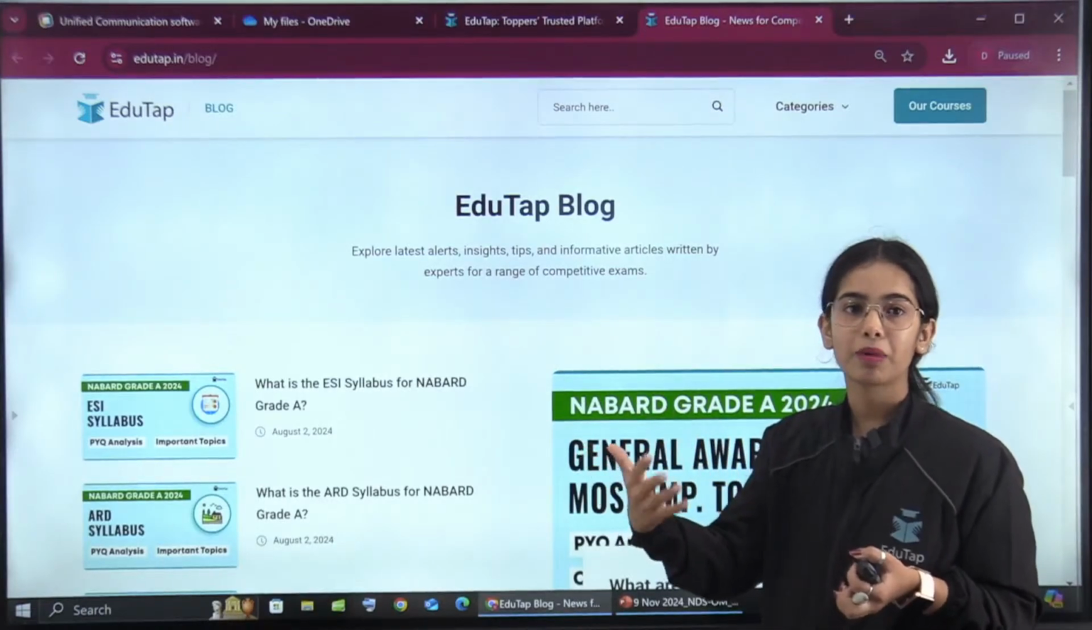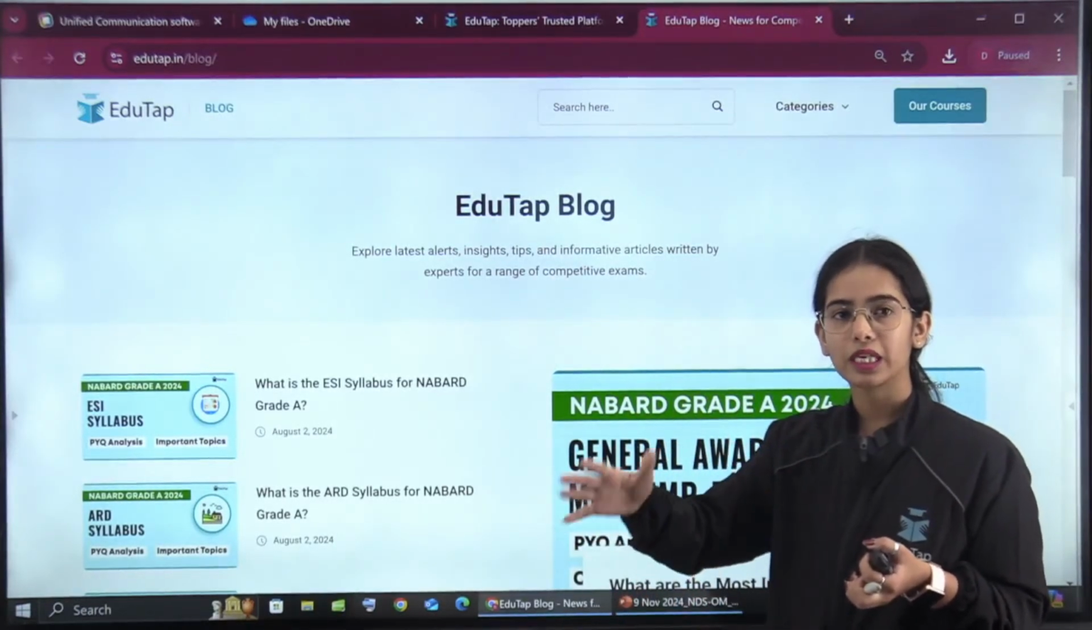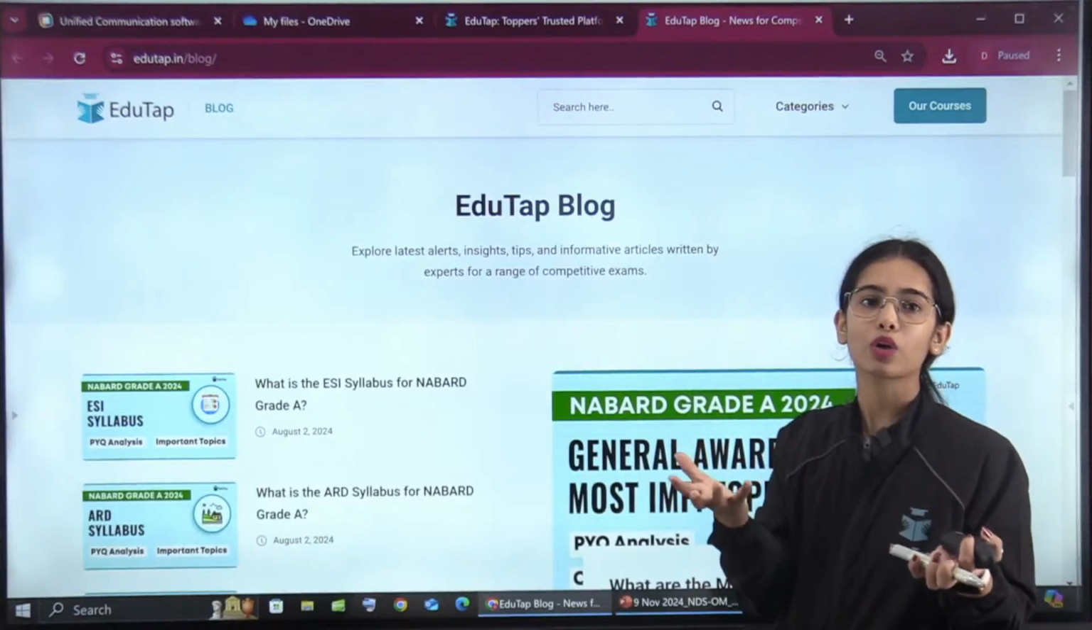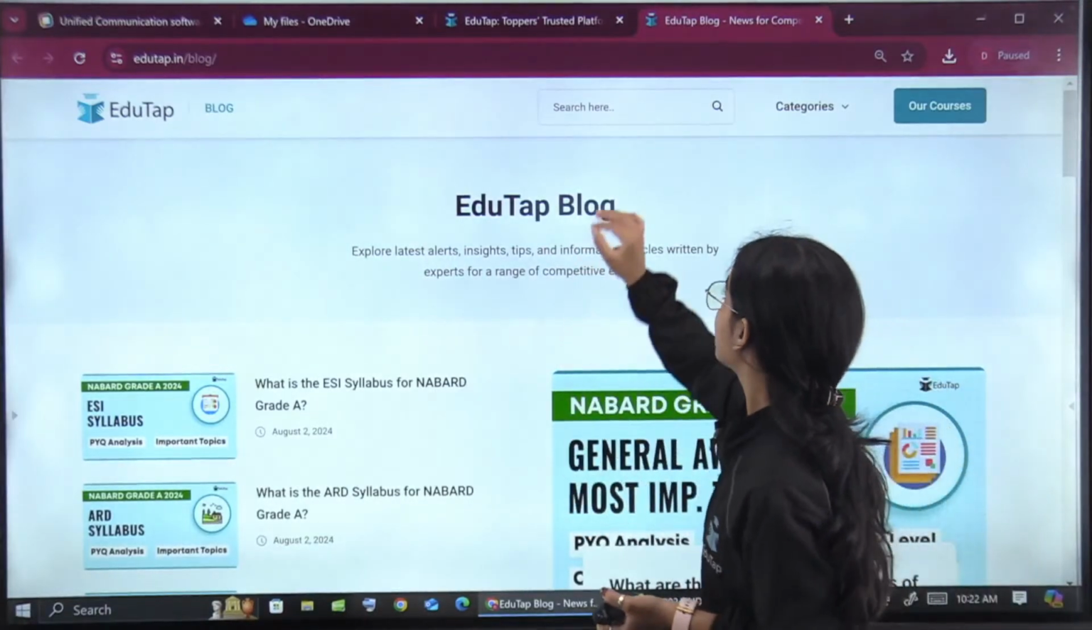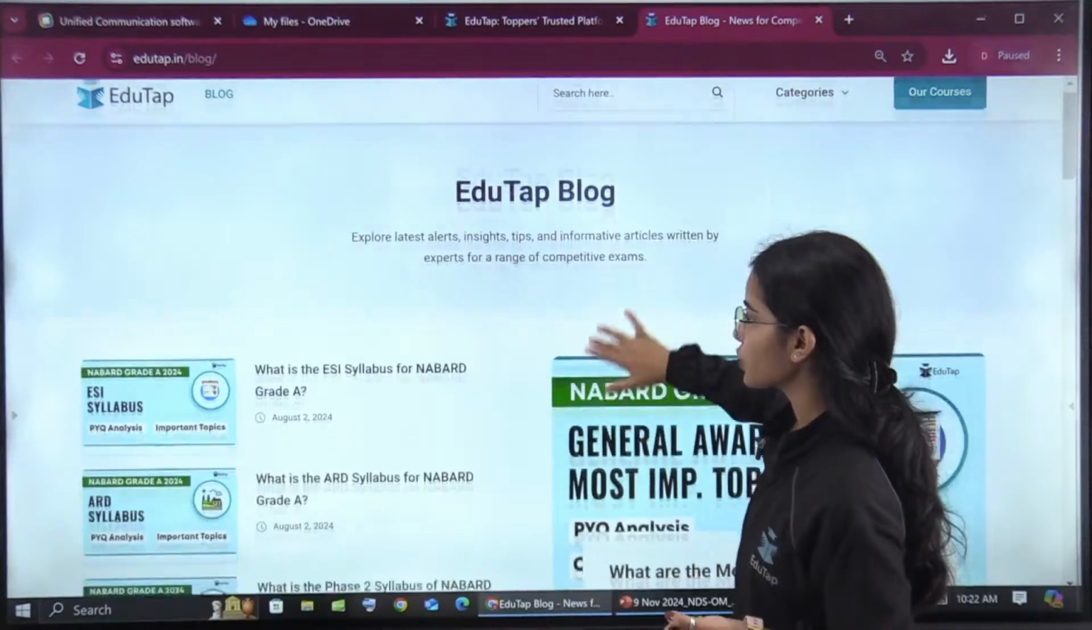NDS-OM is developed by RBI. It is like RBI is the owner of the NDS-OM. Okay.